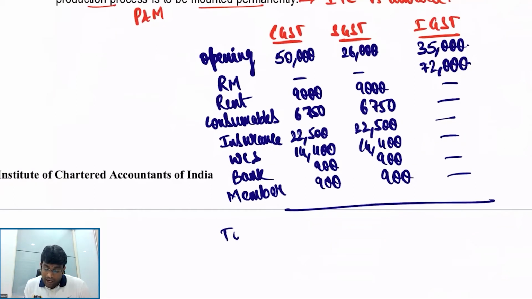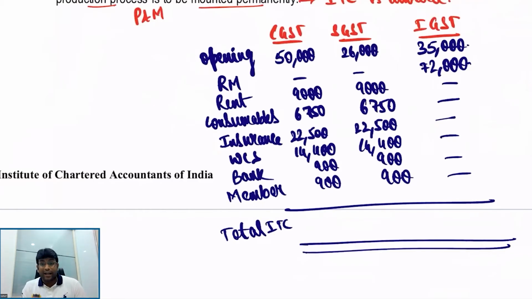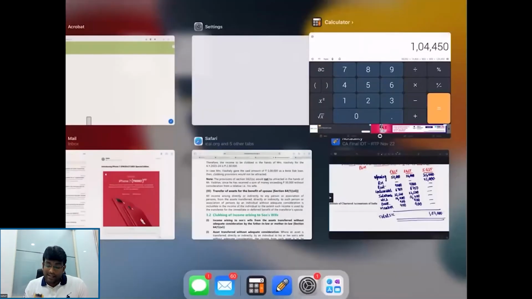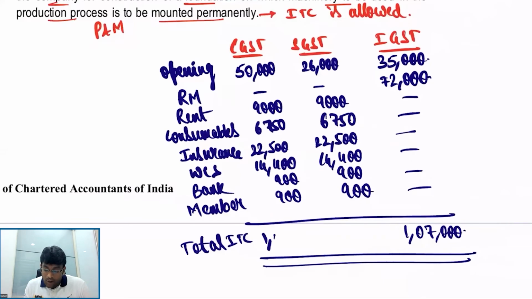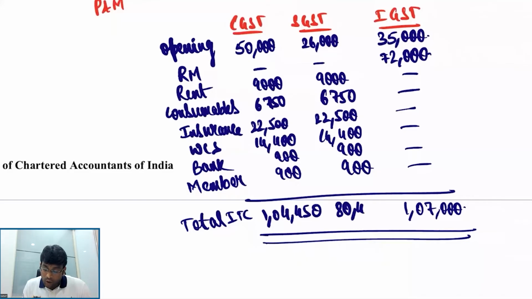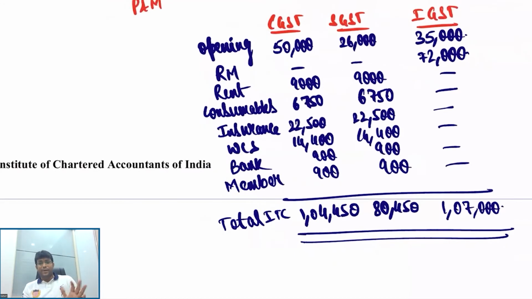So, what is my total input tax credit? Everybody. So, 35 plus 72, which comes to 1,07,000. This is very clear. Then, 1,04,450 is the credit of my CGST column. What is my IGST? 80,450. This becomes my input tax credit. I hope this point makes sense for everybody, my dear friends.